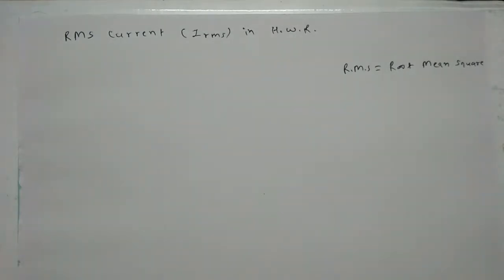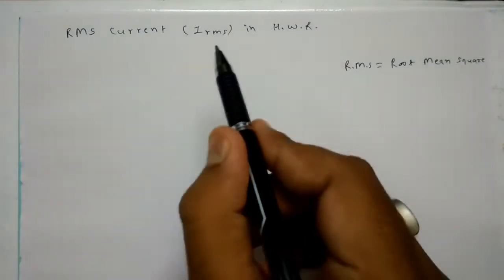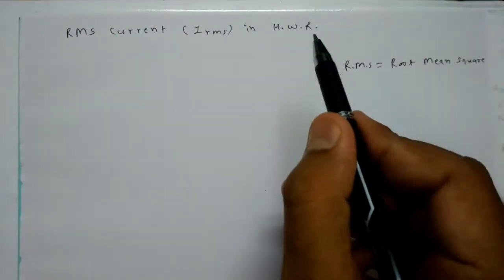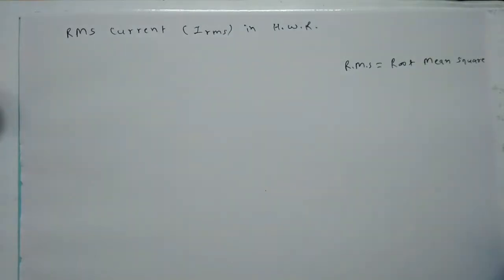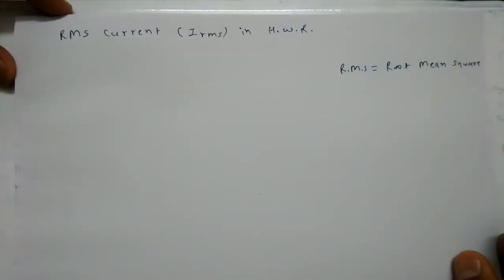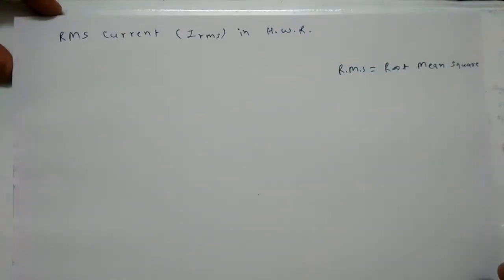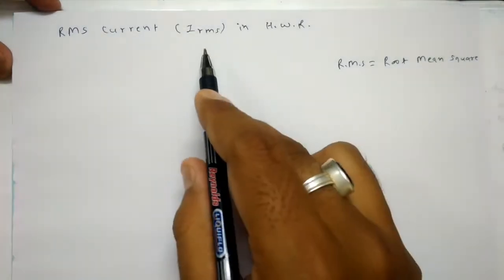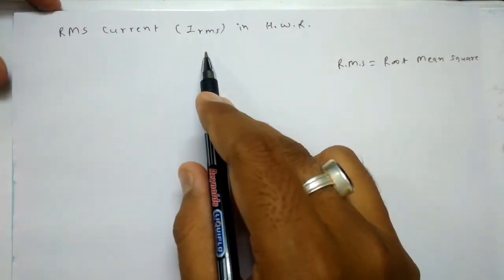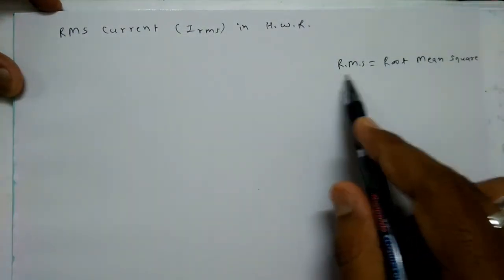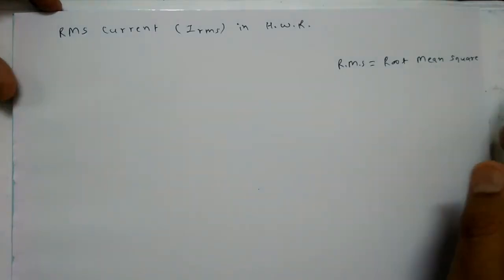Hello friends, here we are interested to get the derivation for the RMS current, that is called as IRMS, in case of half wave rectifier. Let me clear one thing, that the RMS value is related with the AC current. This RMS current value we require when we are talking about the AC current, and the long form for RMS is the root mean square.